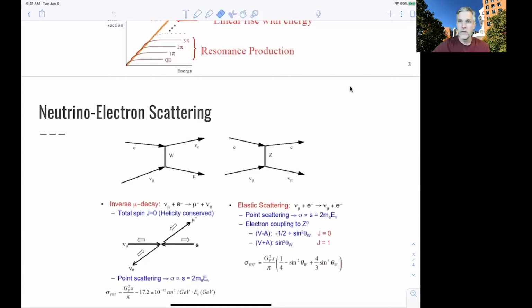Good. That's the first introduction to neutrino physics. We'll go into more detail in the following presentations.